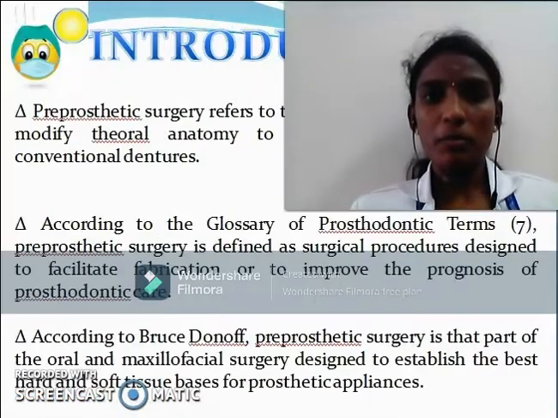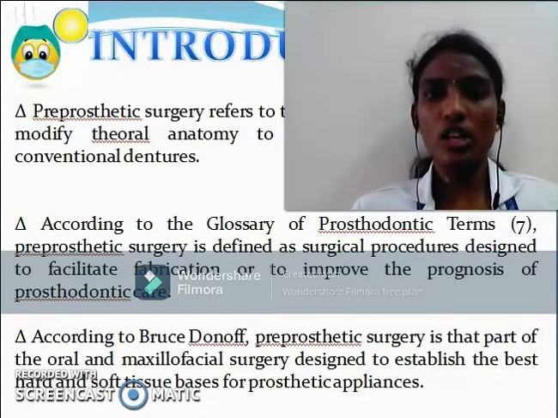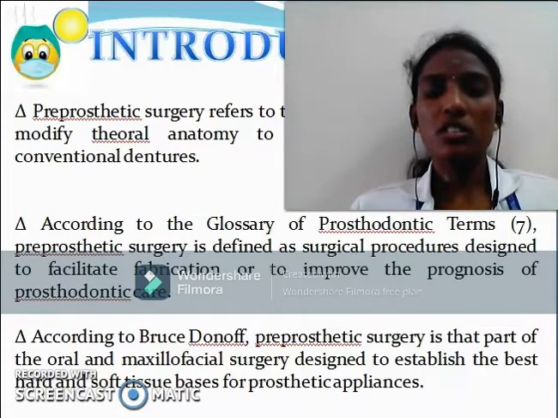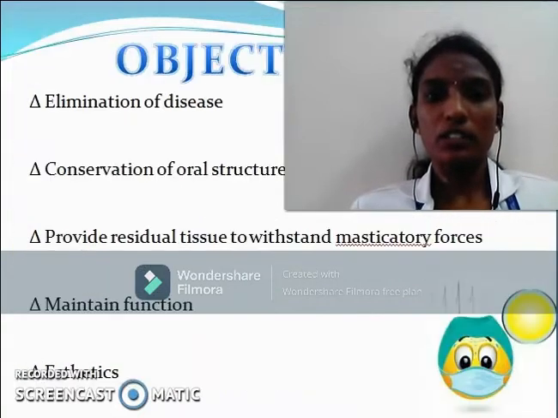Pre-prosthetic surgery refers to a surgical procedure that can modify the theoretical anatomy to facilitate the retention of the conventional denture. According to the Glossary of Prosthodontic Terms, pre-prosthetic surgery is defined as a surgical procedure designed to facilitate the fabrication or to improve the prognosis of prosthodontic care. According to Bruce Roloff, pre-prosthetic surgery is the part of oral and maxillofacial surgery designed to establish the best soft and hard tissue base for prosthetic appliances.